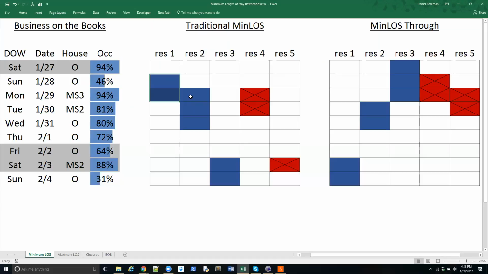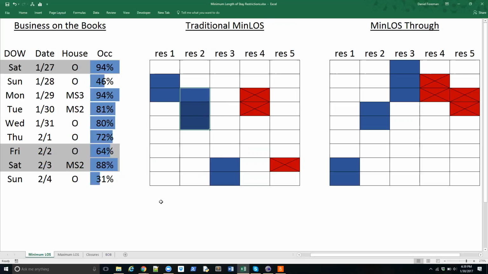If your system uses that old kind of traditional minimum length of stay, for example, Marriott properties in Marsha, you have to always think in these kind of terms, the traditional min length of stay. So check out this reservation here. So Res 2, they're staying for 3 nights and they're arriving on that Monday. So they follow all the rules that we want them to follow.